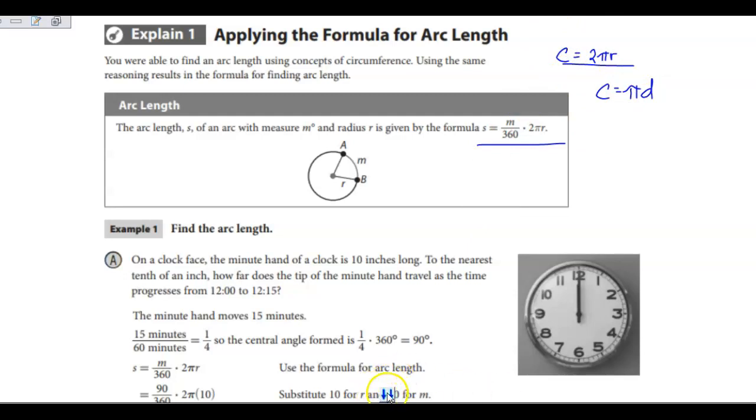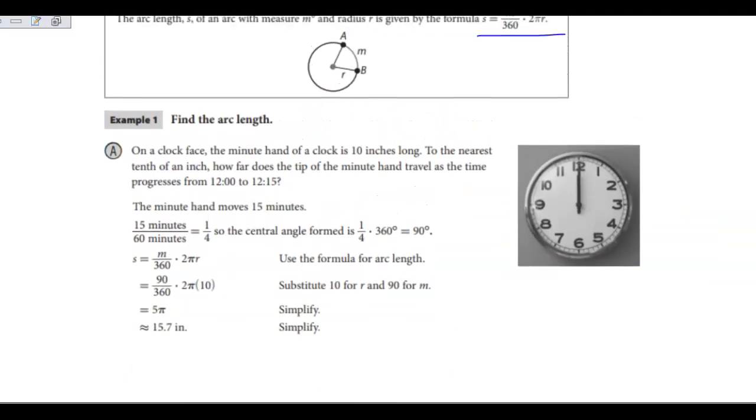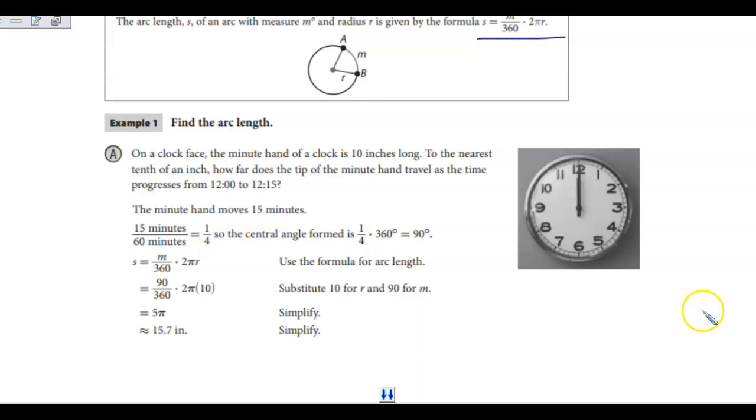All right, let's take a look at finding the arc length. It says on a clock face, the minute hand of a clock is 10 inches long. To the nearest inch, how far does the tip of the minute hand travel as the time progresses from 12 o'clock to 12:15? So here's our clock, and we see that our minute hand goes from the center of the circle to the edge of the circle, and so that means that my radius is going to be 10 inches.